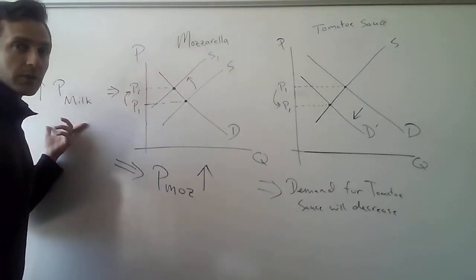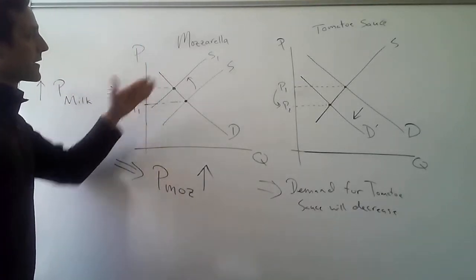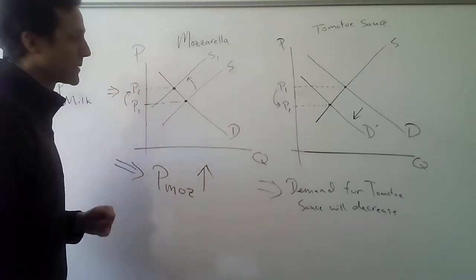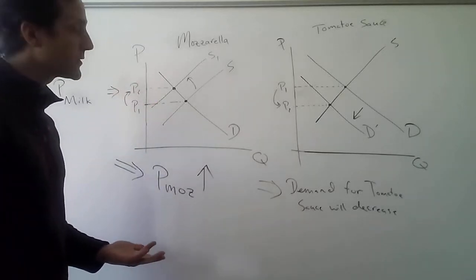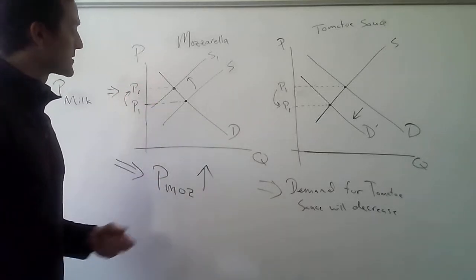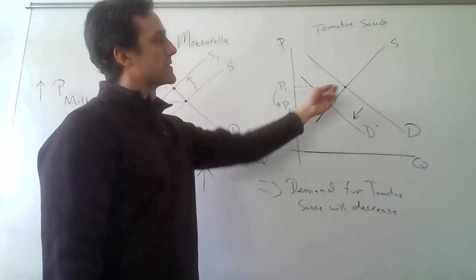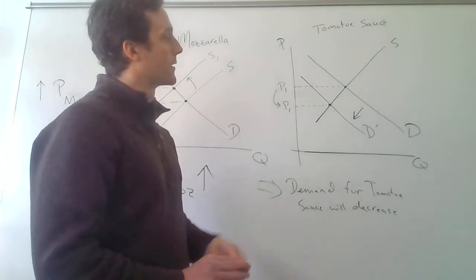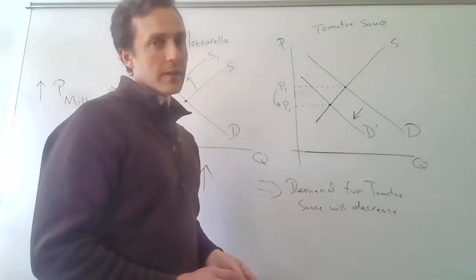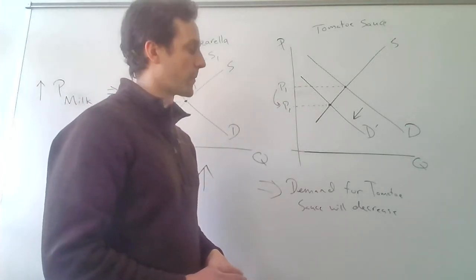We have the price of milk going up, causing the supply for mozzarella to shift to the left because mozzarella is becoming more expensive to produce. And so the price of mozzarella goes up in equilibrium. The price of mozzarella going up is going to cause demand for tomato sauce to fall. And then of course in equilibrium, the price of tomato sauce would fall as well.